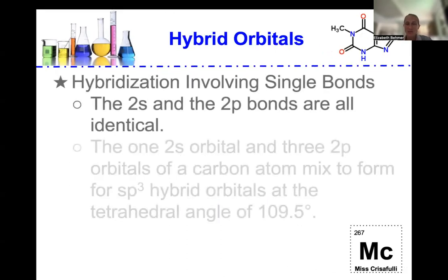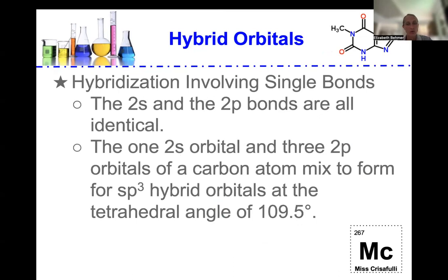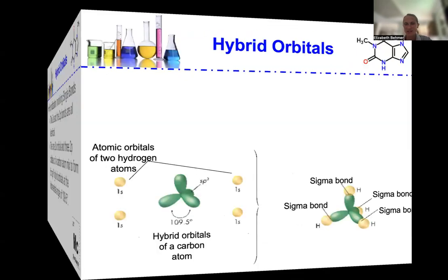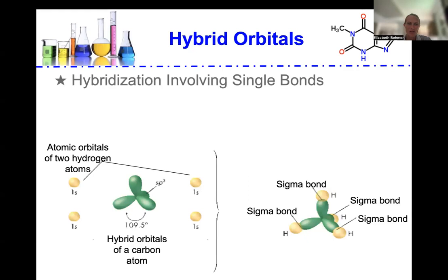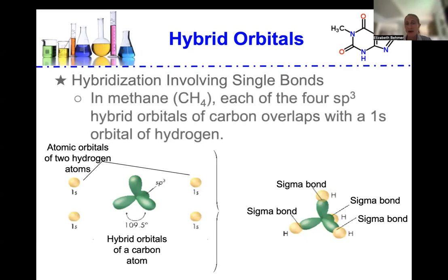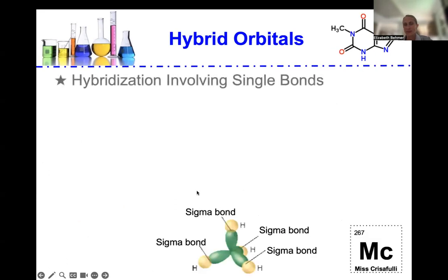The 2s and the 2p orbitals are all identical, and the 1 2s orbital and those 3 2p orbitals of a carbon atom mix to form 4 sp3 orbitals, all at that tetrahedral angle of 109.5 degrees. So here we have this example: hybridization involving single bonds in methane. Each of the 4 sp3 orbitals of carbon overlaps with a 1s orbital of hydrogen, and that will form this angle of 109.5 degrees between those atoms.